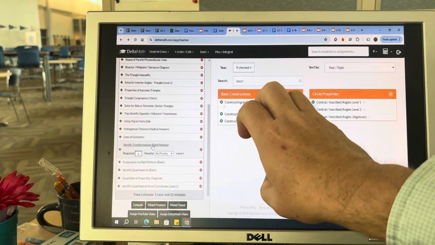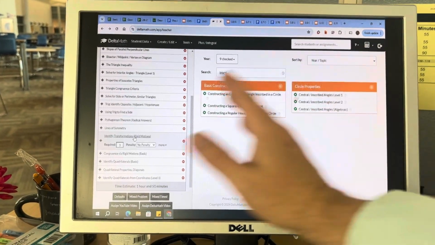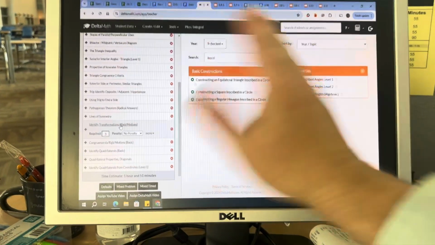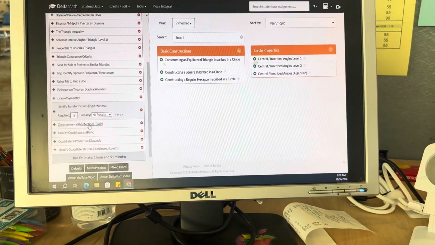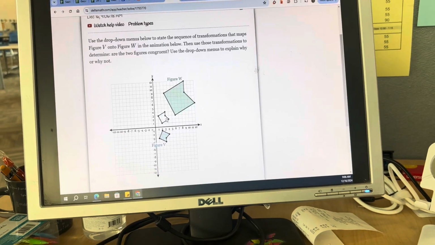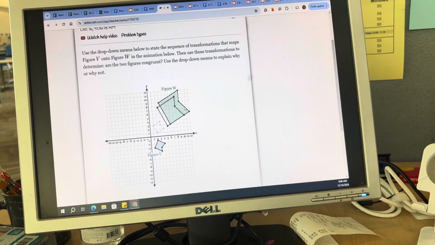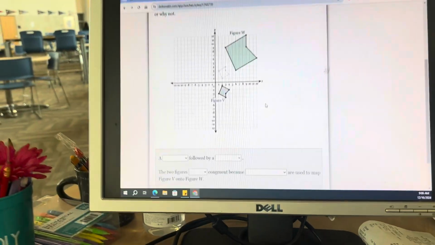So there's not going to be any dilation. It's just going to be you translated it over, you reflected it across a line, you rotated it some number of degrees. Congruence via rigid motions. It's talking about what is it going to take to make this one and then do this. So it's showing you what's happening here.